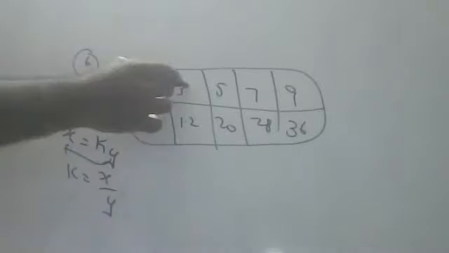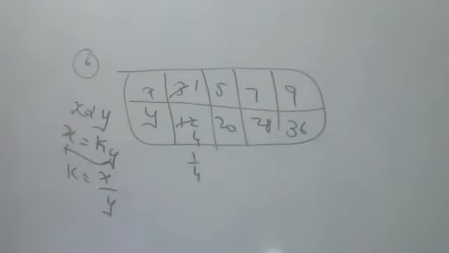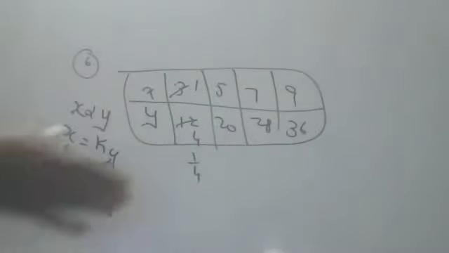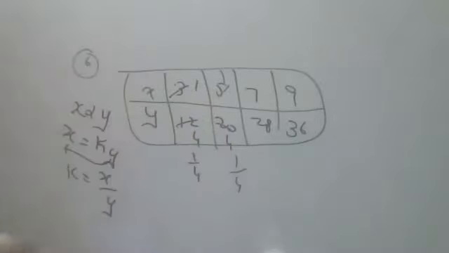I told you, 3 ones are 3, 4s are 12. What is the ratio? The constant is 1 by 4. 1 by 4 means everywhere it should be 1 by 4. Then only it is called direct proportion. We will check. 5 ones are 5, 5 fours are 20. Again here also you got 1 by 4. The common ratio, the constant, is 1 by 4.